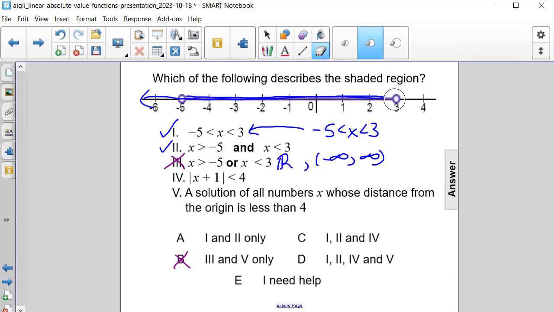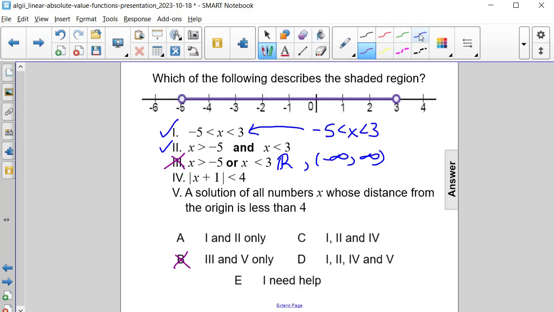Now let's look at Roman numeral 4. So in Roman numeral 4, we have x plus 1, or the absolute value of x minus -1 is less than 4. If you remember, we have the absolute value of x minus c is less than d, produces the compound inequality. So is -1 our middle point? Well, let's actually put an x there for a minute and now count 1, 2, 3, 4. 1, 2, 3, 4. Oh, it does indeed work. So this one is also a true statement.